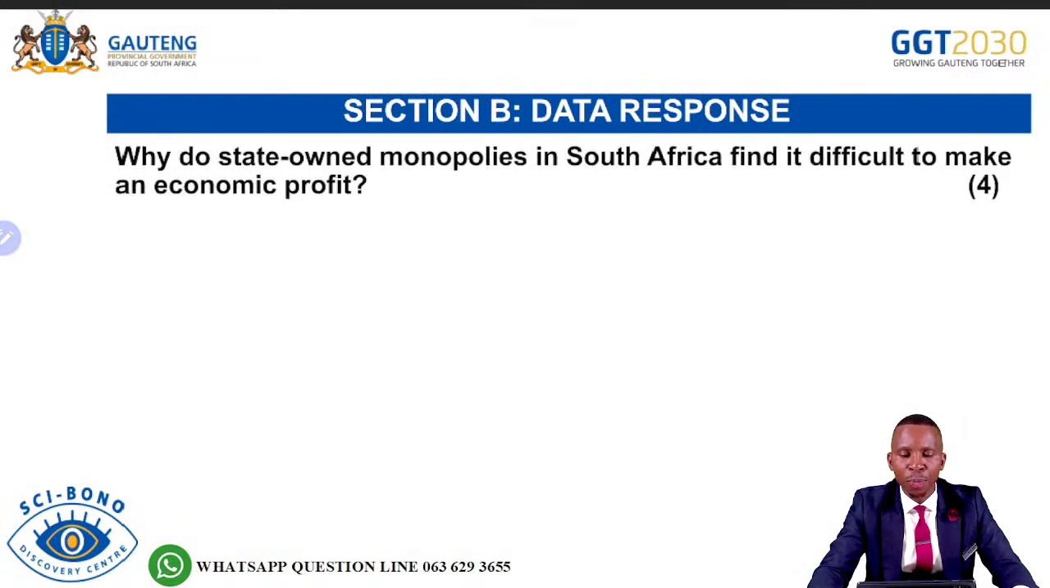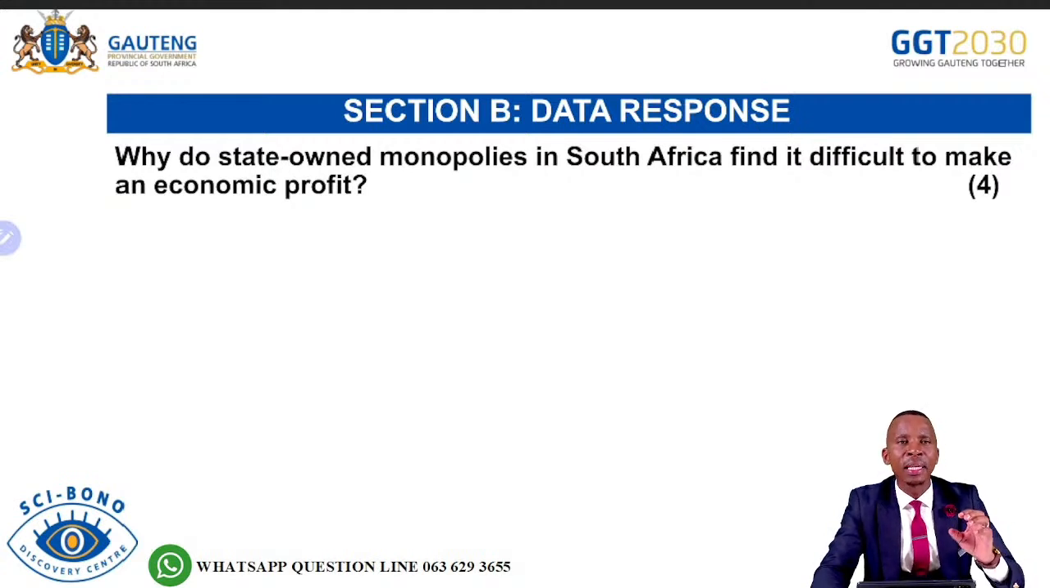Why do state-owned monopolies in South Africa find it difficult to make economic profit? Now, you need to check the likes of Eskom, Transnet, and Denel. They are not making economic profit. So let's check. Are they established to make a profit? Not at all. They are established to provide some public goods and services on behalf of the government. So where do they get funding? They are funded by the government through taxation, or from taxpayers' money.